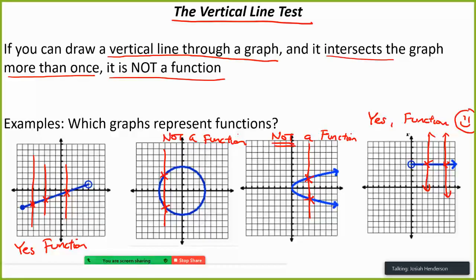So this vertical line test, what we're asking when we do the vertical line test is really, is there an input that has more than one output? So honestly, folks, we're just doing the same thing we were doing with our table and with our list of ordered pairs, but we're doing it with the picture already graphed out.